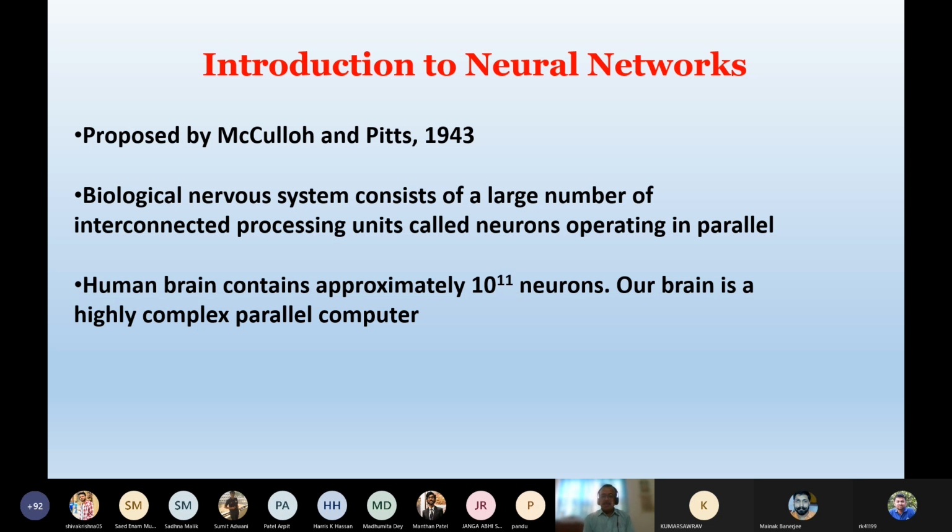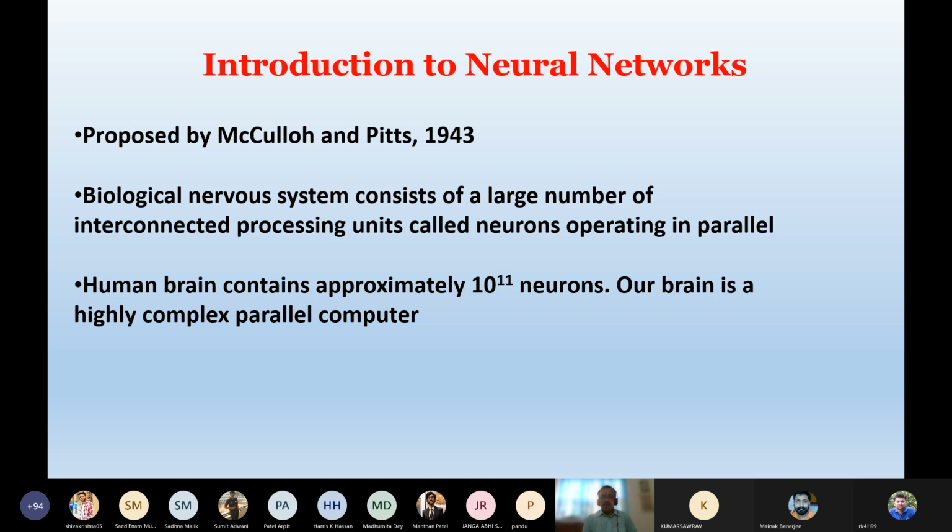As I told, the biological nervous system or human brain consists of a large number of neurons, and these neurons are working in parallel. We have approximately 10 raised to the power 11 or 10 raised to the power 12 neurons, and of course it will vary from person to person, and all such neurons are working in a parallel computing mode. That is why our brain is a highly complex parallel computer.